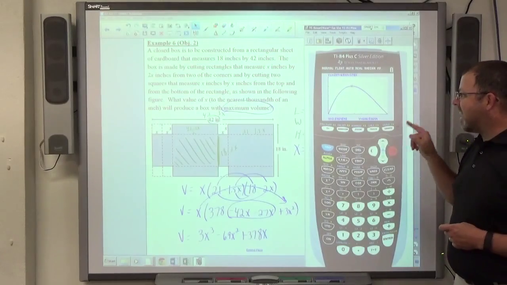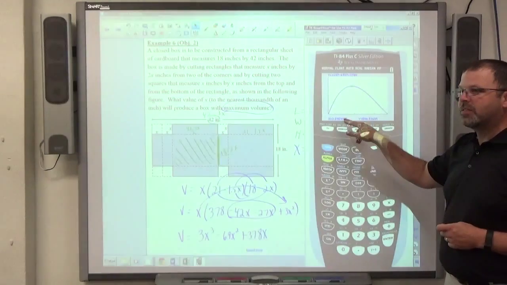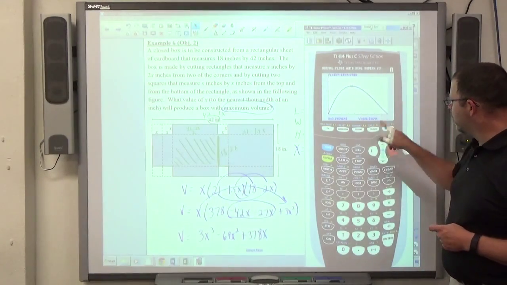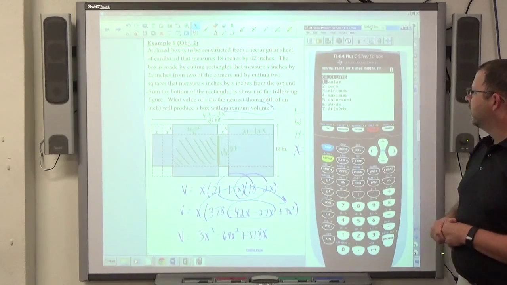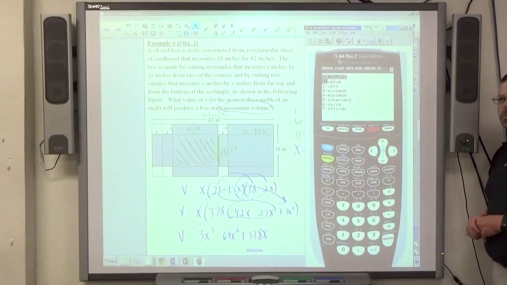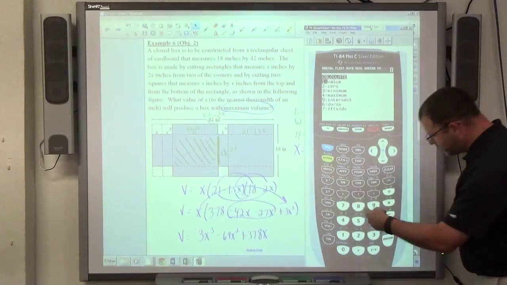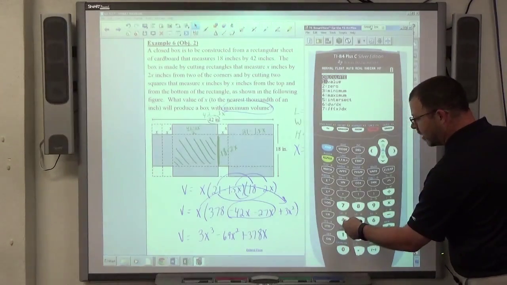Now, if I want to get the exact biggest volume and the best value of x, okay, I'm going to go to my calc. So I go up here above trace. So I hit second calc. And notice number 4 is maximum. That's what we're looking for, right? So that's probably a good one to pick. I'm going to just touch 4.